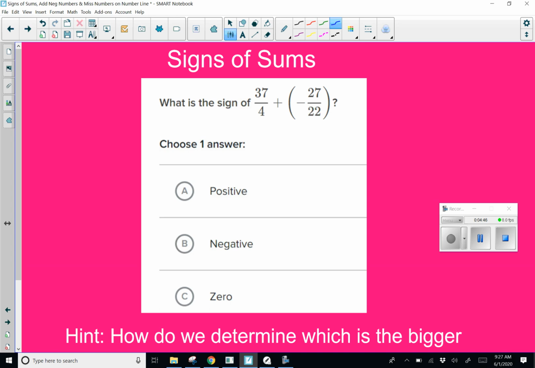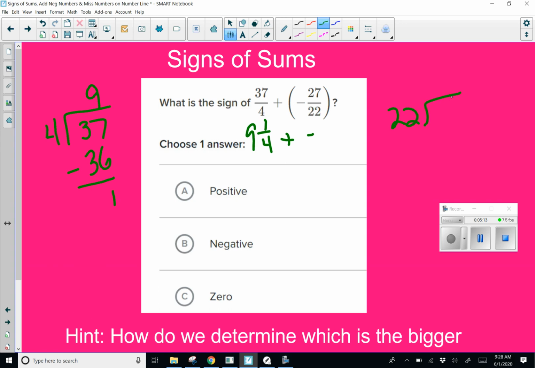So as you can recall, to convert something to a mixed number, you're just going to divide your numerator by your denominator. 4 goes into 37 9 times, and that's going to leave me with a remainder of 1. So that means that I have a mixed number of 9 and 1/4 plus, let's do the same thing over here.